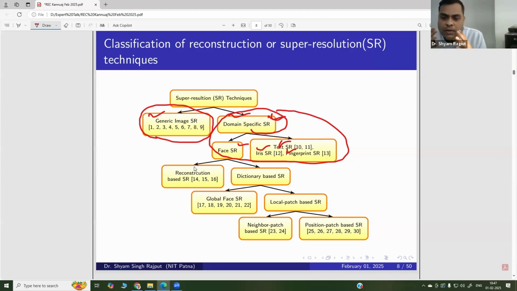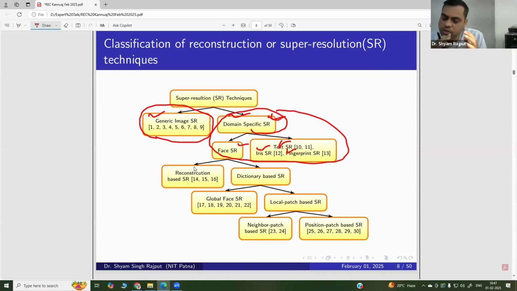The focus of this presentation is only on face images, because we are going to discuss surveillance applications, and in surveillance applications, most of the time facial images are used to identify criminals. Face SR techniques are further divided into reconstruction based and dictionary based SR techniques.